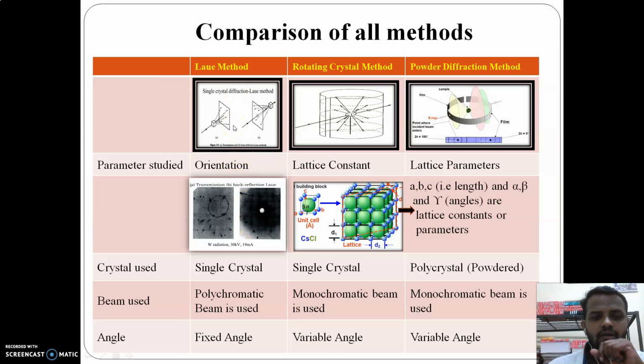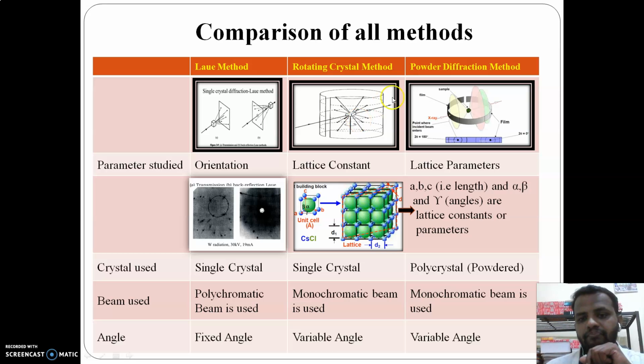The same arrangement slightly changes in the rotating crystal method. Here also the three components, that is the X-ray, the crystal, and the photographic film, are used, and the film is placed such that we can record the diffraction in all the possible directions. Here the crystal is not kept constant; if you observe over here, the crystal is getting rotated somewhere like this.